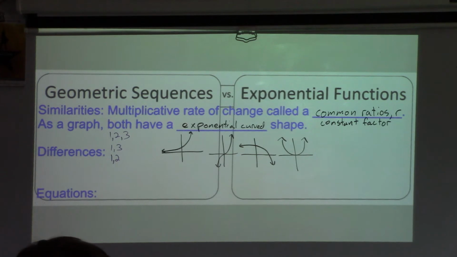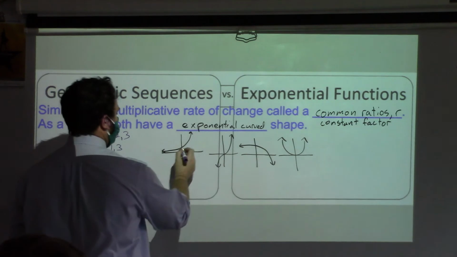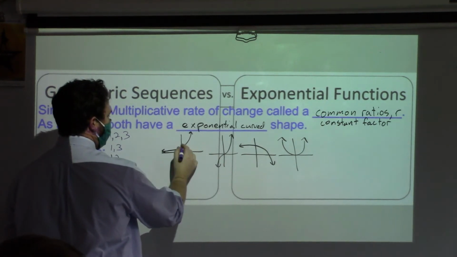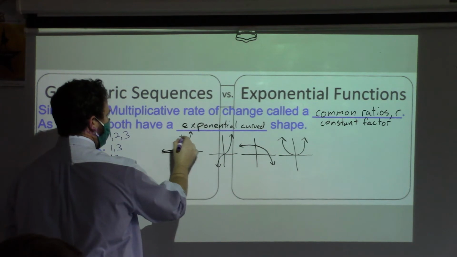Those two. Cool. So, remember, if it is exponential, it has what kind of rate of change? Multiplicative, right? So if I look right here, let's just say that this is a 1. That'll be a 2, 3, 4.